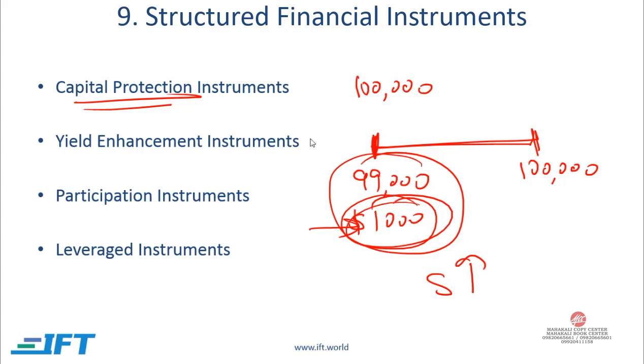Now, the example that I gave here can also be called a guarantee certificate because this structure ensures that at the end he'll get at least 100,000, which is the investment amount. Obviously, capital protection instruments can be set up to offer different levels of capital protection.